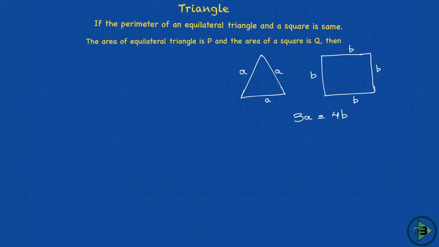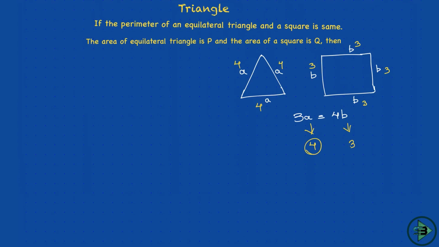So 3a is equal to 4b. When will this happen? If 3a is equal to 4b, I can say a is equal to 4 and b is equal to 3. 3 4s are 12, 4 3s are 12. That is when they will be equal. So I get a as 4, the side of an equilateral triangle, and I get b as 3, which is the side of a square.